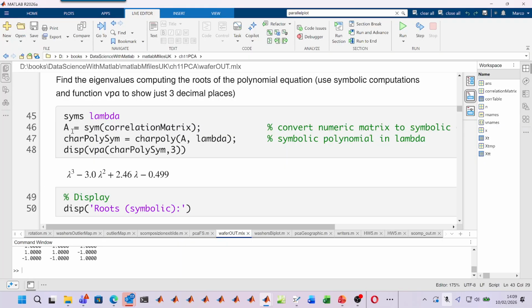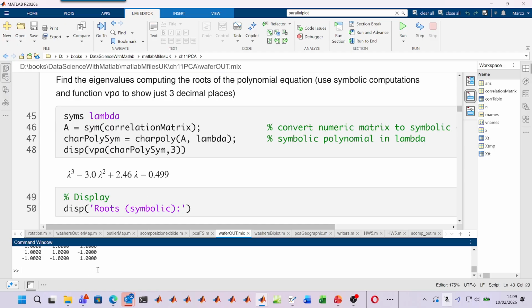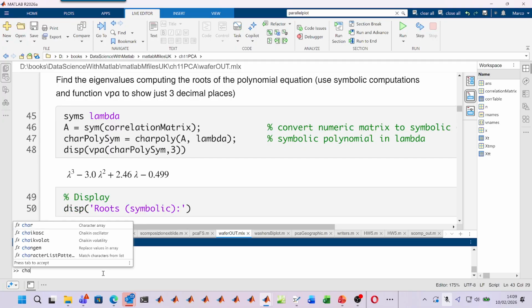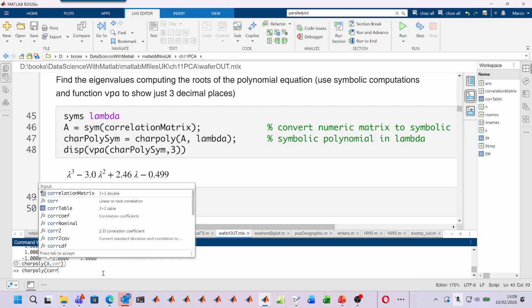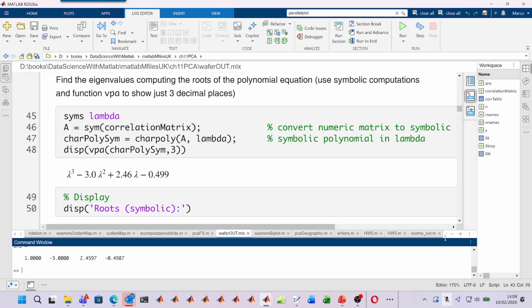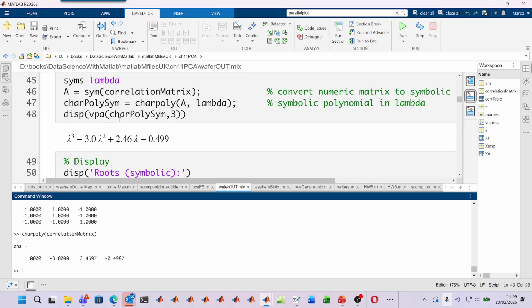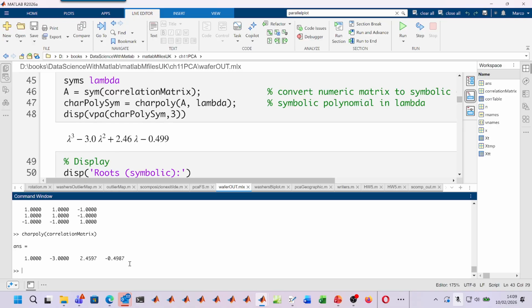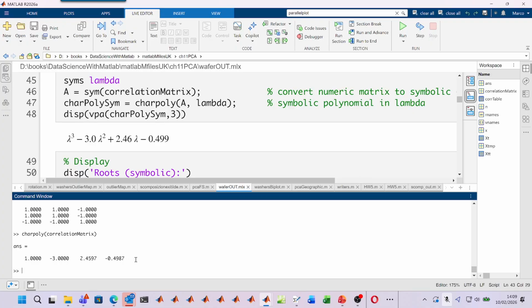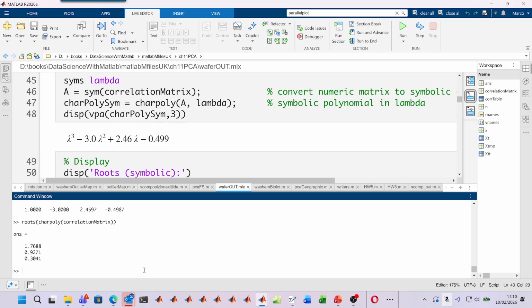Or you do it in symbolic terms. Well, if you do not want to do it in symbolic terms, you do charpoly, the function which computes the characteristic polynomial. These are the coefficients of the polynomial equation, but it's much better to write them in a symbolic way. This 1, minus 3, 2.46, 0, minus 0.49, you see, without the symbolic. And then you have to compute the roots, so here you do roots. Okay, and these are the roots.